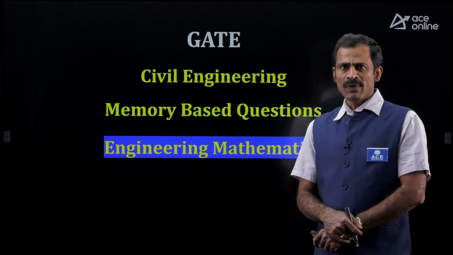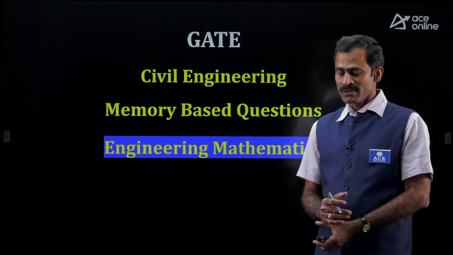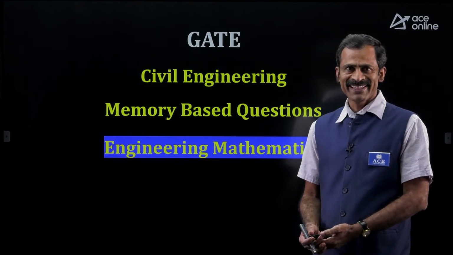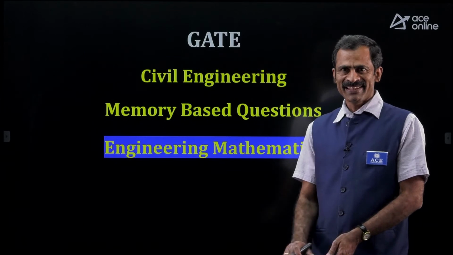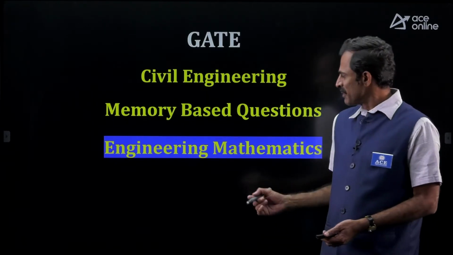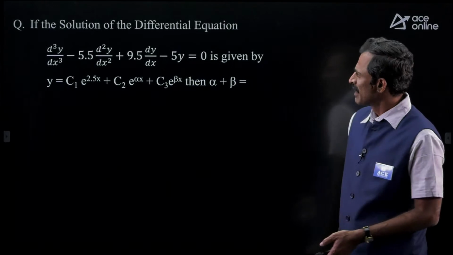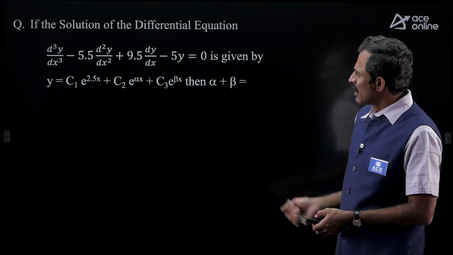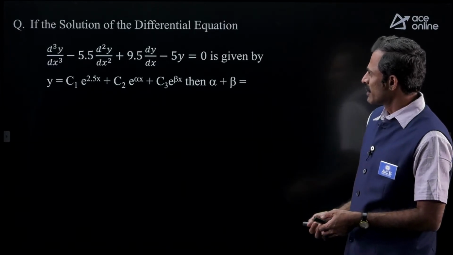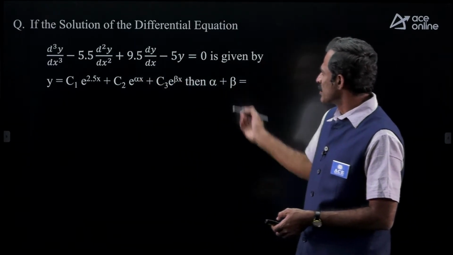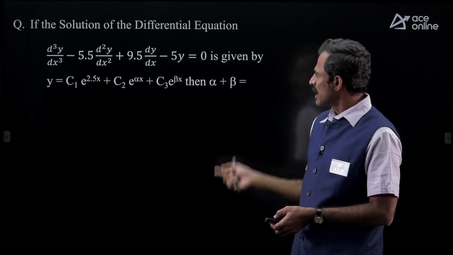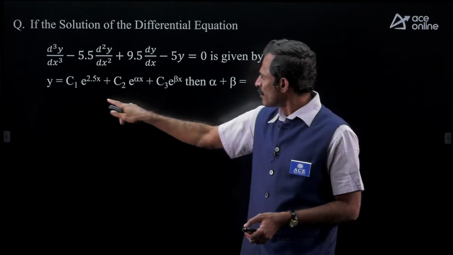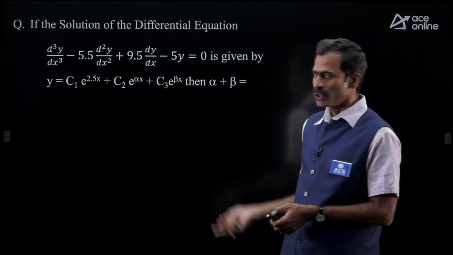Now I will discuss the previous year's questions on the mathematics topic. Now this is a question from the differential equation topic. Let us look at the question. We are given a third order homogeneous differential equation with constant coefficients, and its solution is also given. The solution is given in the form of a linear combination of 3 independent solutions.